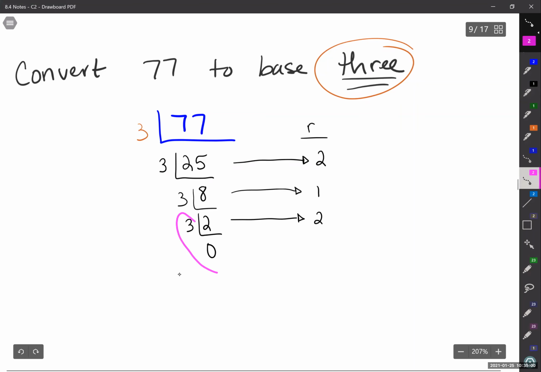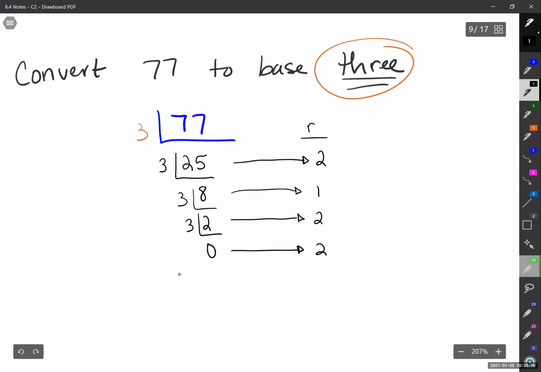Now 3 times 0, anything times 0 is 0. And we wanted to get to 2. So what should my remainder be? 2, good. Once you get to the 0 stage, the remainder is always what was last in the box. So 0 with the remainder of 2.